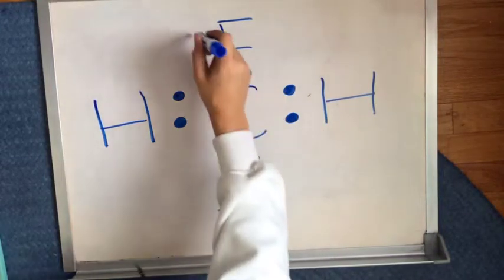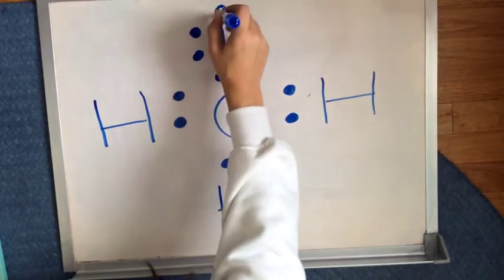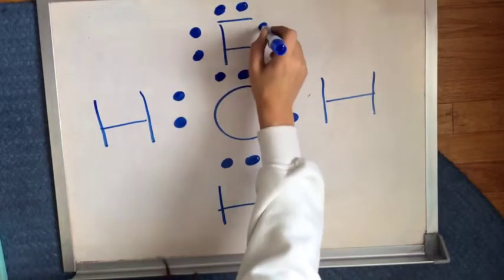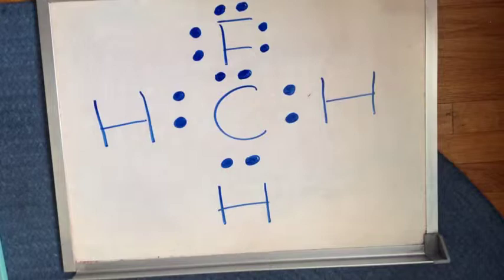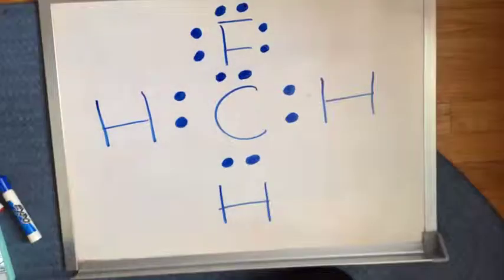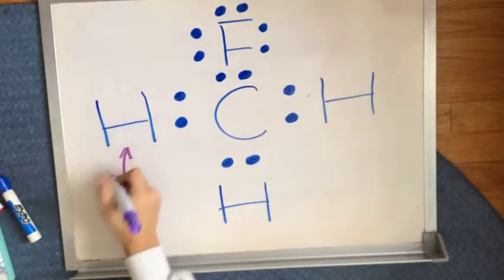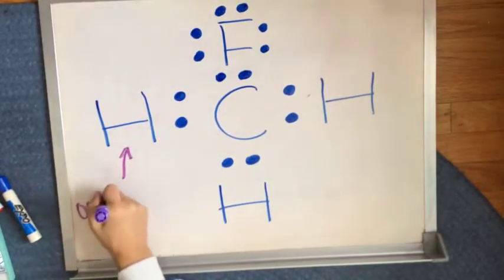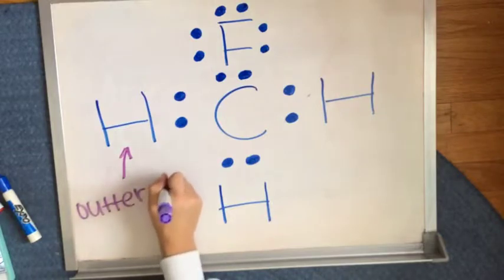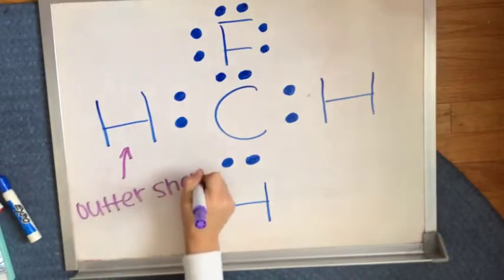Here, I've just drawn the 4 shared pairs. Now I'm drawing the 3 unshared pairs of fluorine. A way to tell if you drew your diagram correctly is if each orbital is filled. Hydrogen has 2 electrons in its outermost shell, so therefore we drew this correctly.